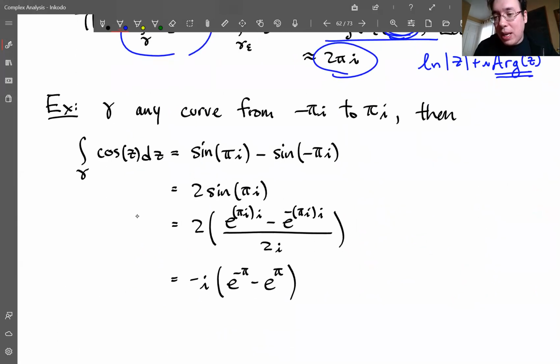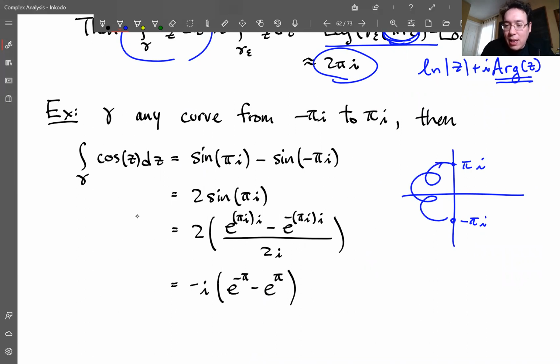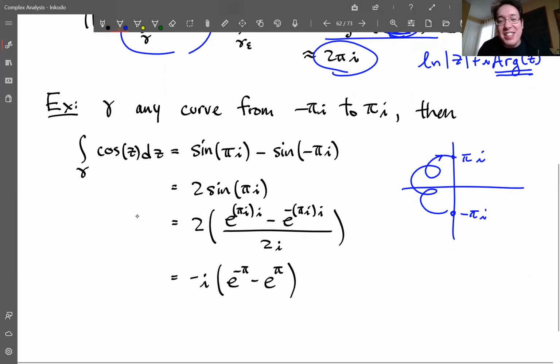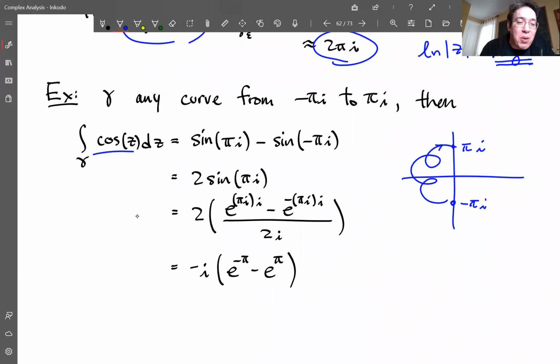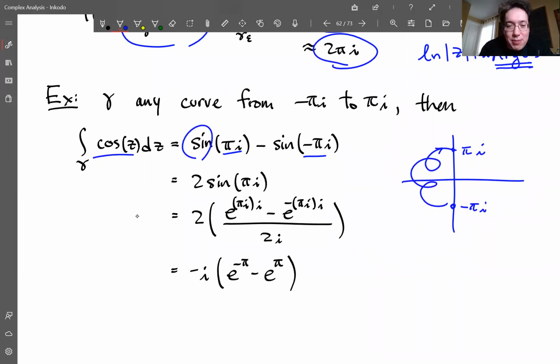Let's do another example where the primitive does exist. So let's say gamma is any curve connecting negative pi i to positive pi i. So we can pick a path like that if you want. Doesn't matter. I don't really need to look at the value of the function between the endpoints. So if we integrate cosine along that curve, the primitive of cosine is sine. We have computed that in the past. And then we just plug in the two endpoints, right?